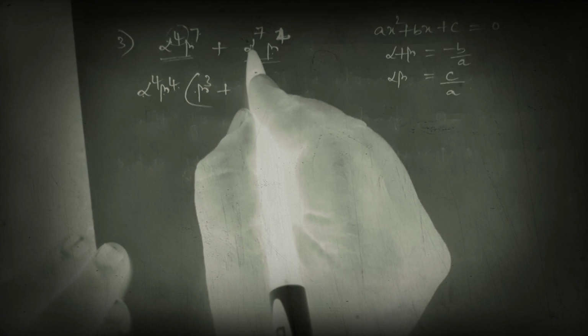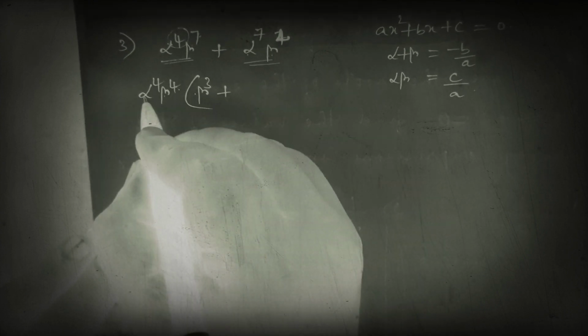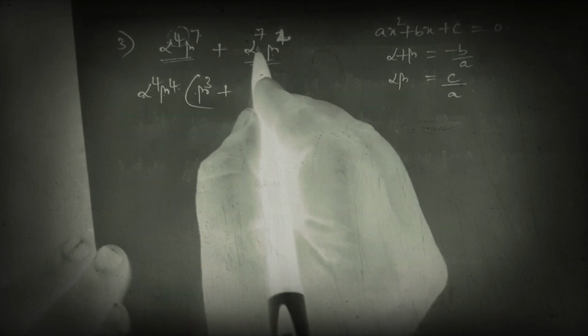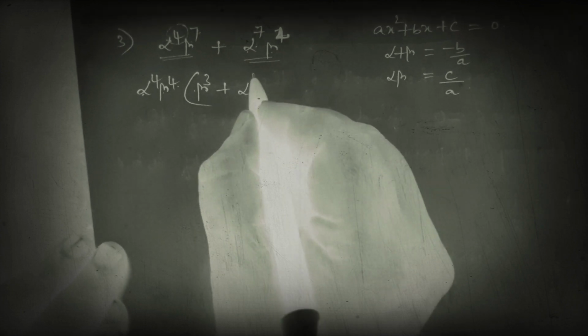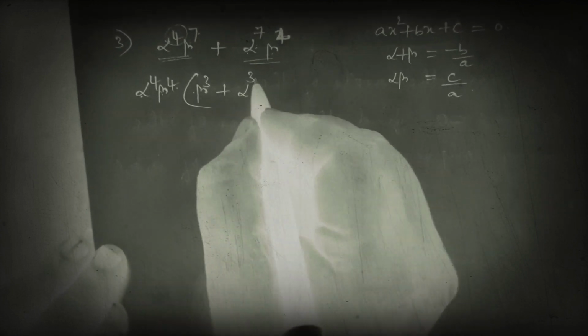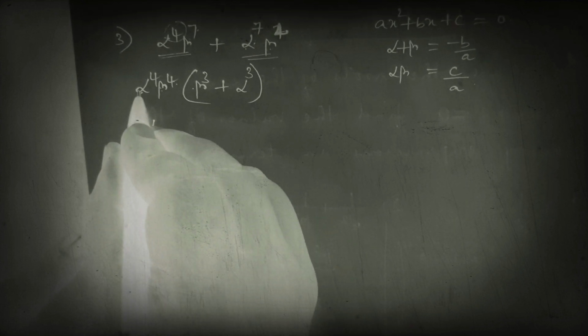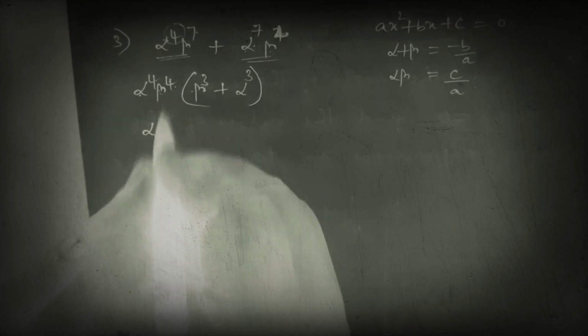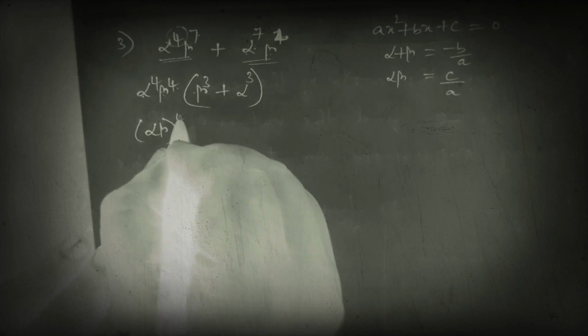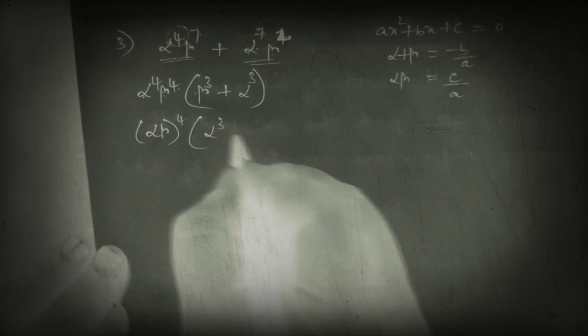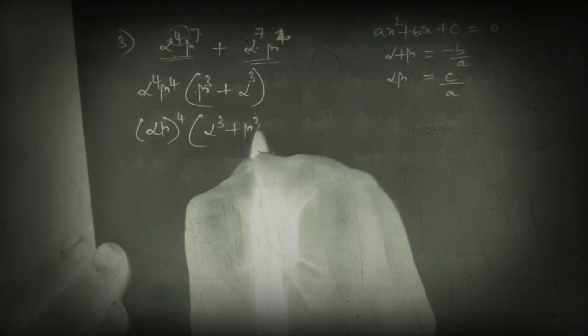Plus, here from alpha power 7, I have taken alpha power 4 common. So what is left here? Alpha cube. Beta power 4 is already taken as common. So this I am rewriting as alpha power 4 into beta power 4, which is alpha beta whole power 4, into alpha cube plus beta cube.